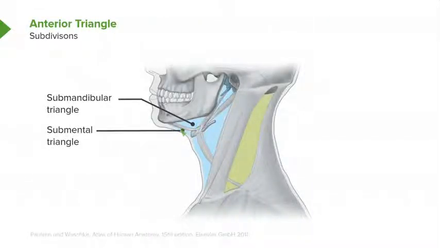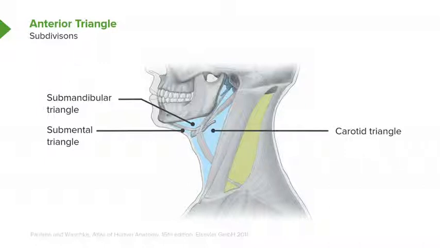Lying inferior to the anterior belly of the digastric muscle is a small region or triangle called the submental triangle. Its inferior boundary would be at the level of the hyoid bone that we see here, and then another boundary would be the midline of this particular region.